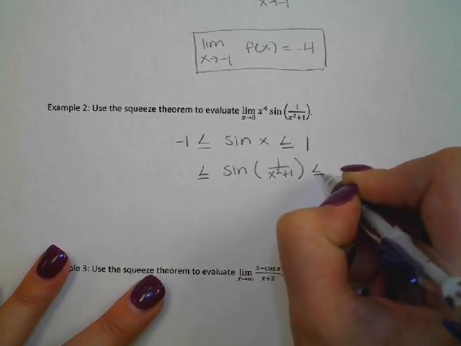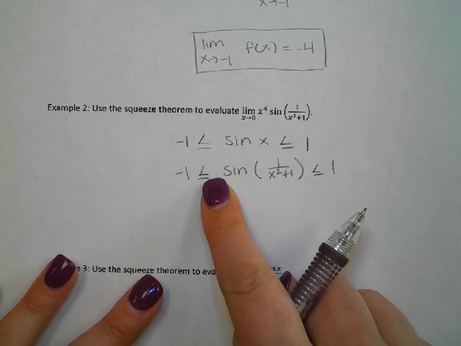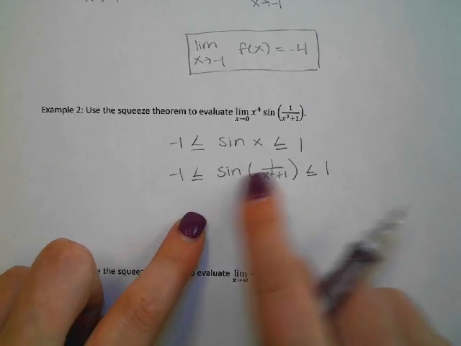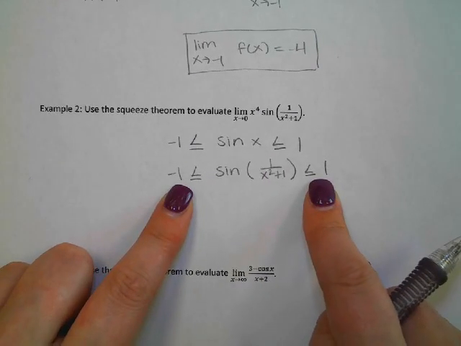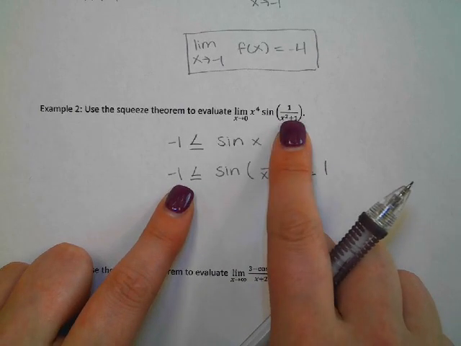No matter what the graph is, unless it has a coefficient. If it has a coefficient, it could bounce between something else. But no matter what I plug inside, it's always going to bounce between -1 and +1. So at this point, I'm a lot closer to having this in the middle.